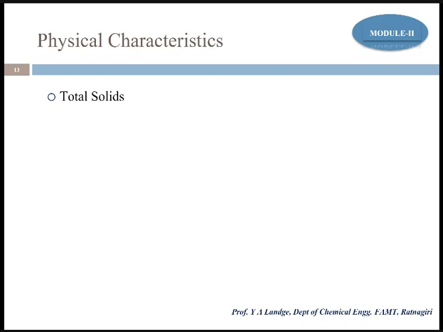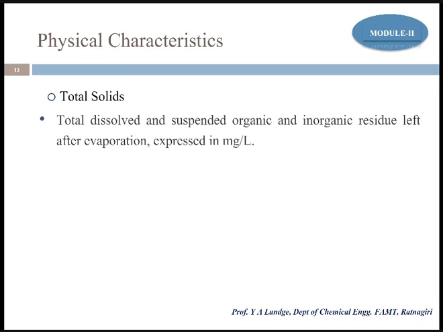Total solids is a combination of the suspended solids and the dissolved solids. Later we will see what dissolved solids and suspended solids are. Here, total dissolved and suspended organic or inorganic residues left after evaporation, expressed in milligrams per liter, give the total solids. So total solids is the addition of the dissolved solids and the suspended solids.